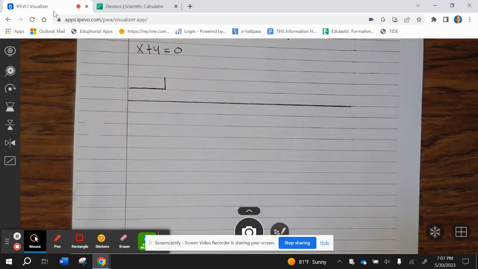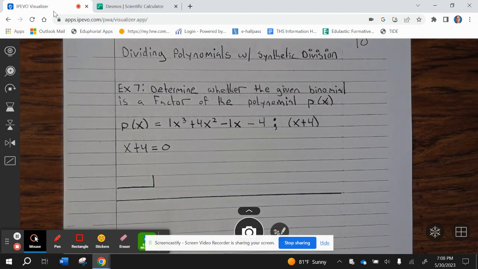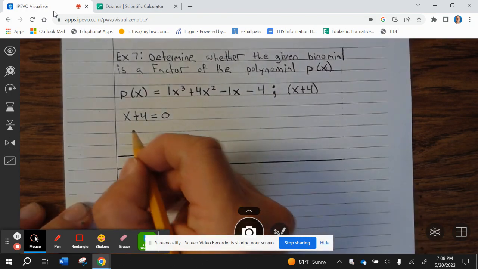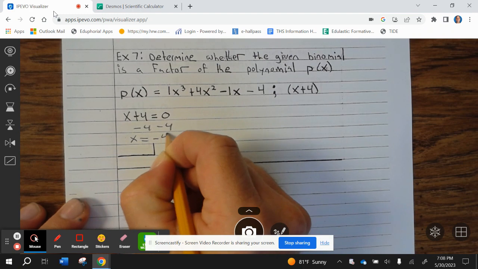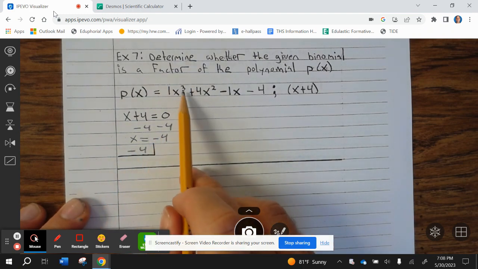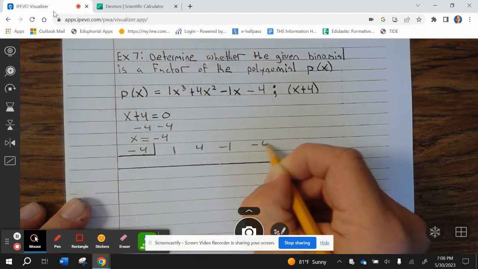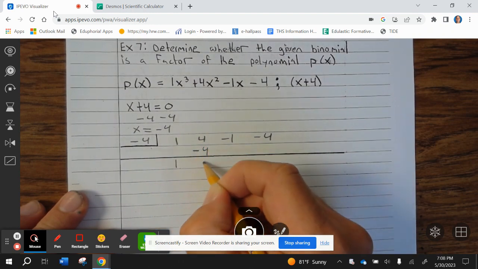All right, let's take a look at example 7. Okay, determine whether the given binomial is a factor of the polynomial. Okay, now if the remainder is 0, then it's a factor of the polynomial. Okay, so we subtract 4 from both sides. So x equals negative 4. So the negative 4 goes right here. Make sure we have cubed, squared, x, so we're good. So 1, 4, negative 1, negative 4. Bring down the 1. Negative 4 times 1 is negative 4. 4 minus 4 is 0.